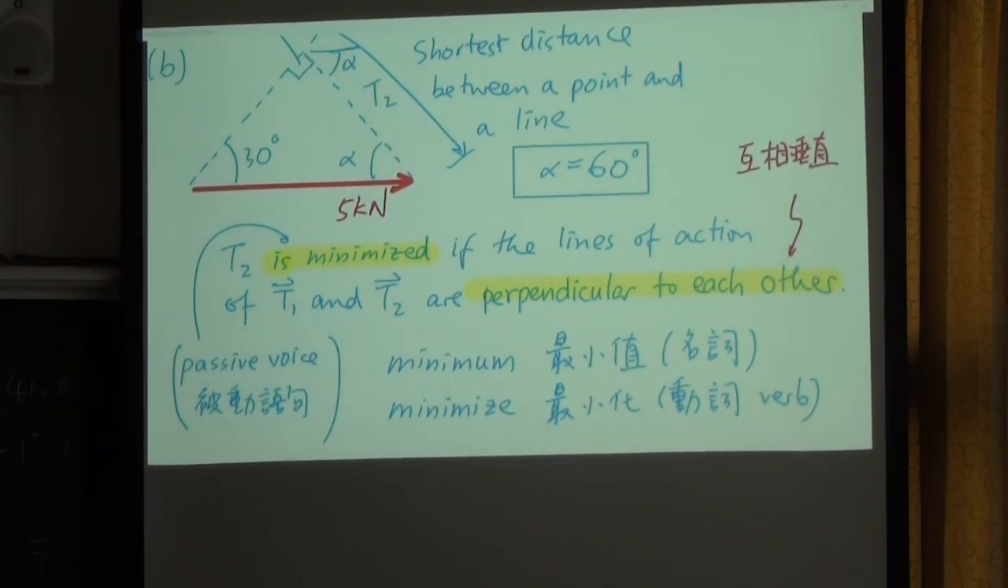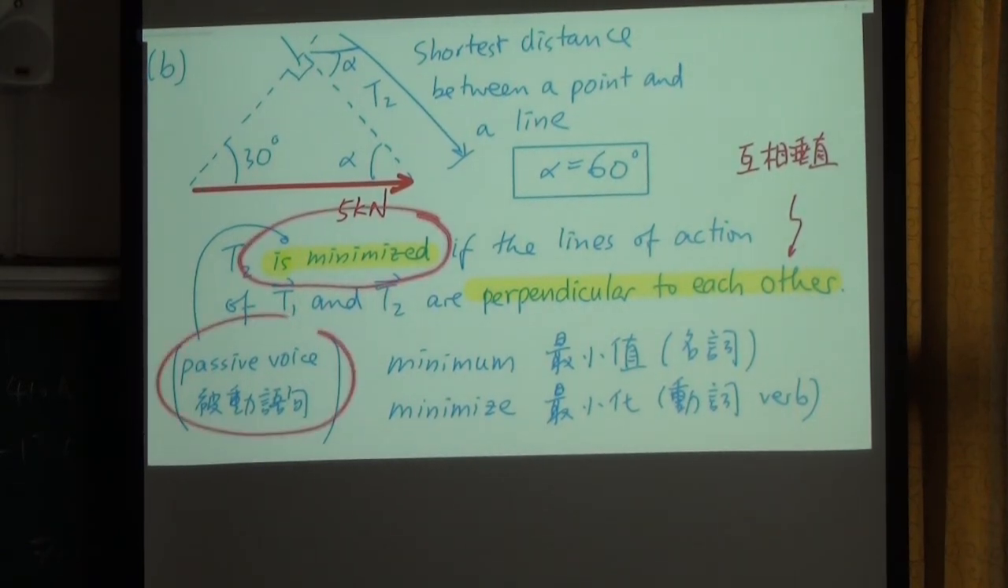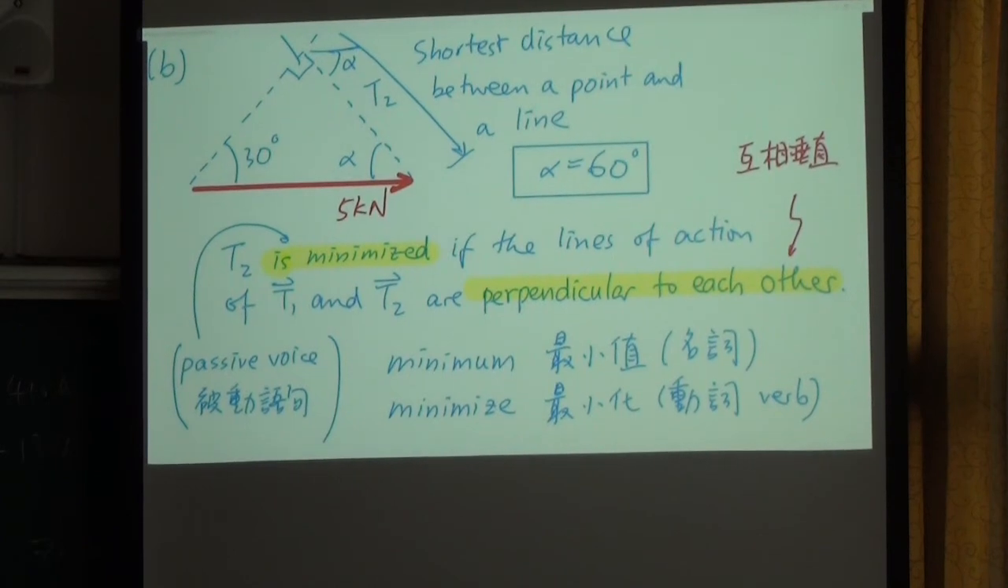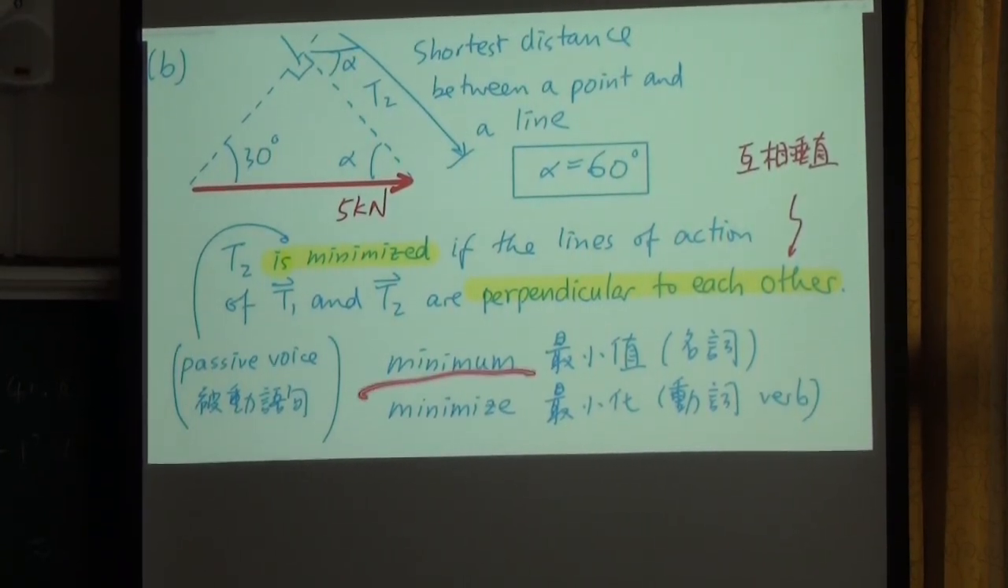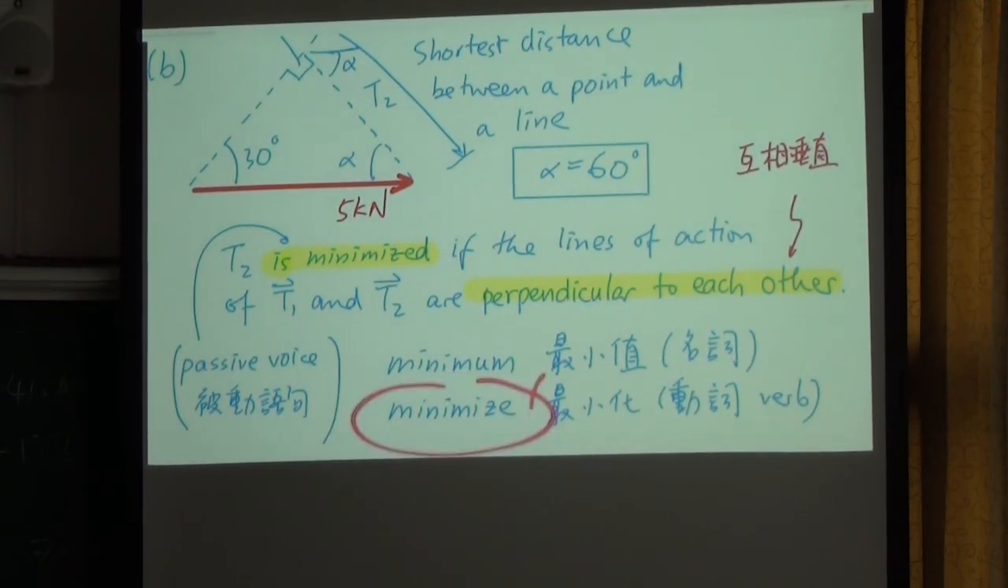In engineering and science, we like rewriting in this type of passive voice, and usually in your textbook much of the English is written like this. Minimum is 最小值, a noun; minimize is 最小化, to make it the minimum.